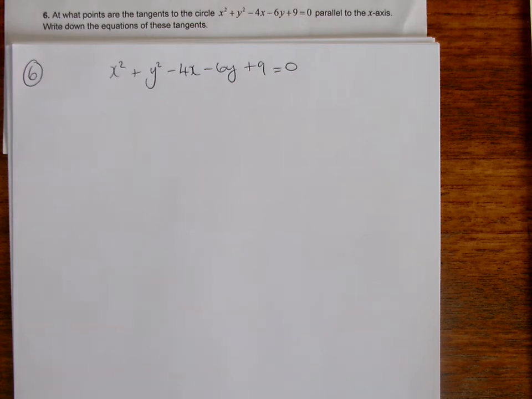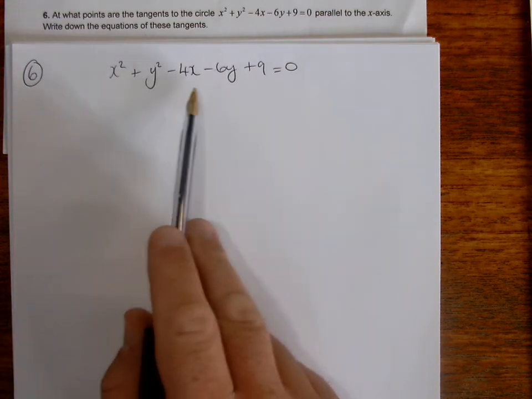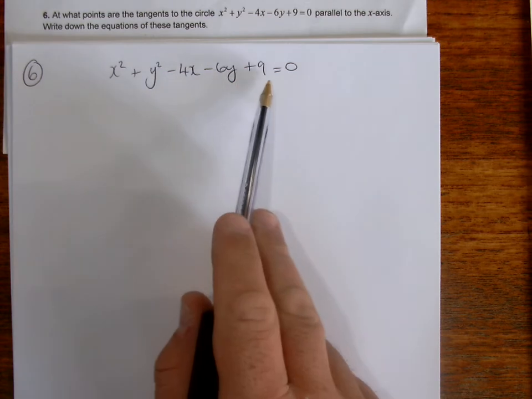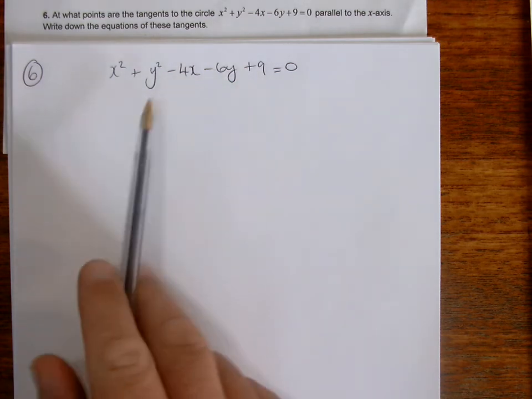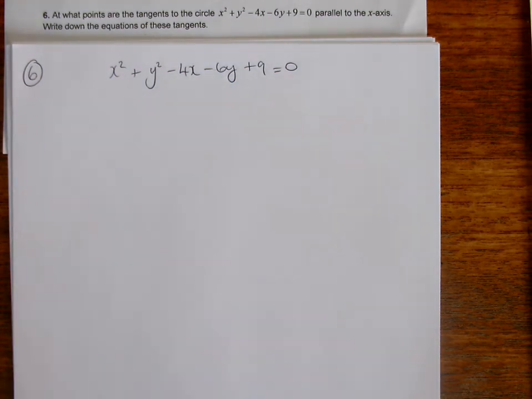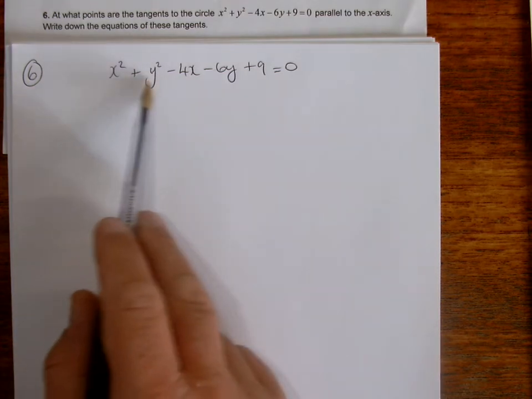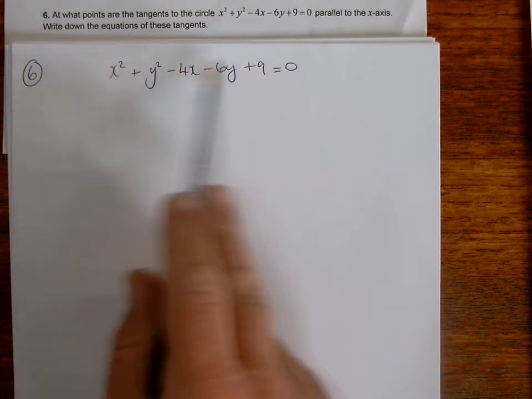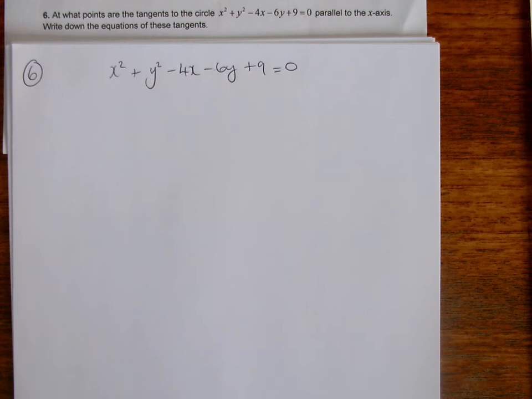Okay, at what points are the tangents to the circle x squared plus y squared minus 4x minus 6y plus 9 equals 0 parallel to the x-axis? Write down the equations of these tangents. Okay, so you might recognize this from AS. This does represent an equation of a circle, and we need to find the tangents that are parallel to the x-axis.